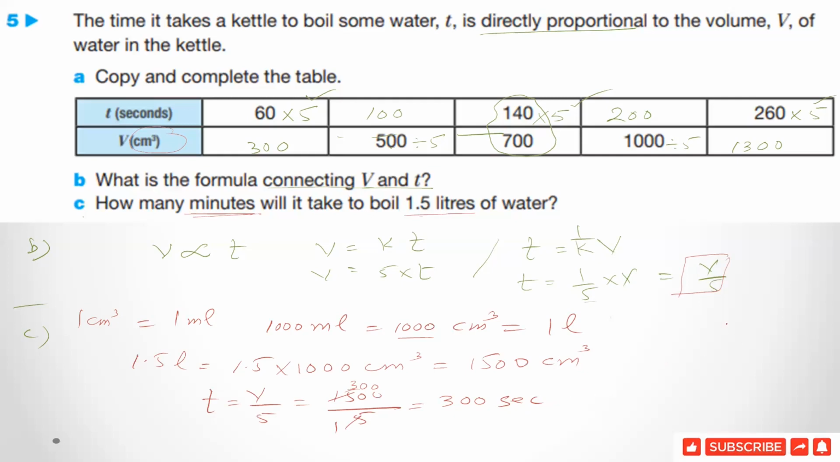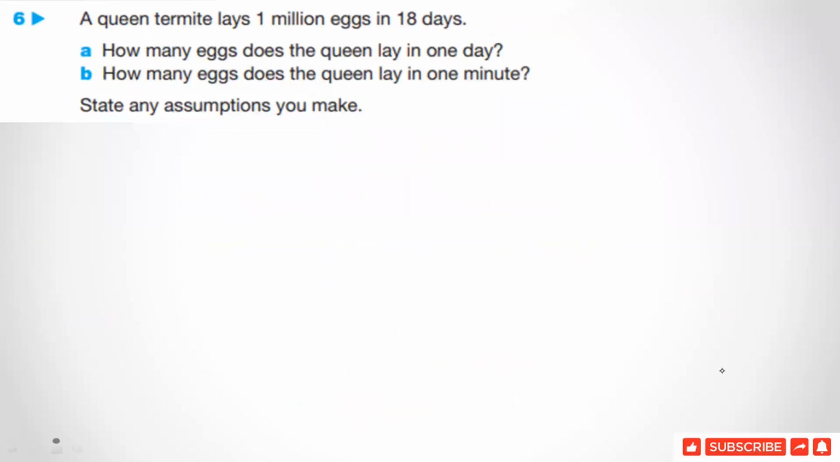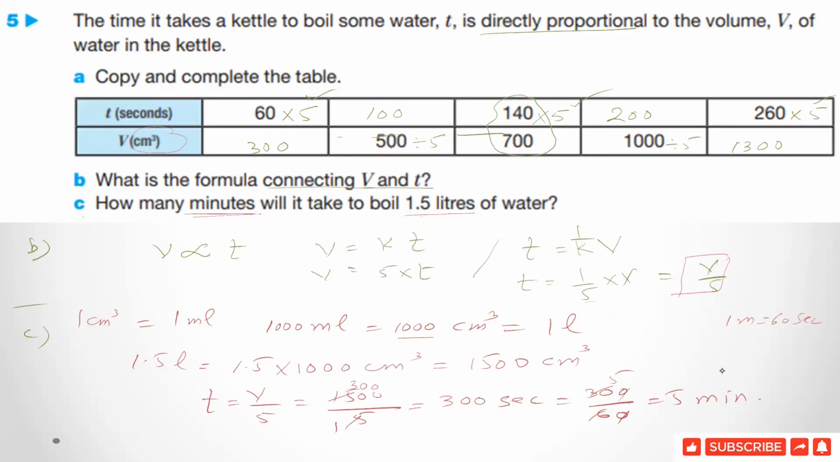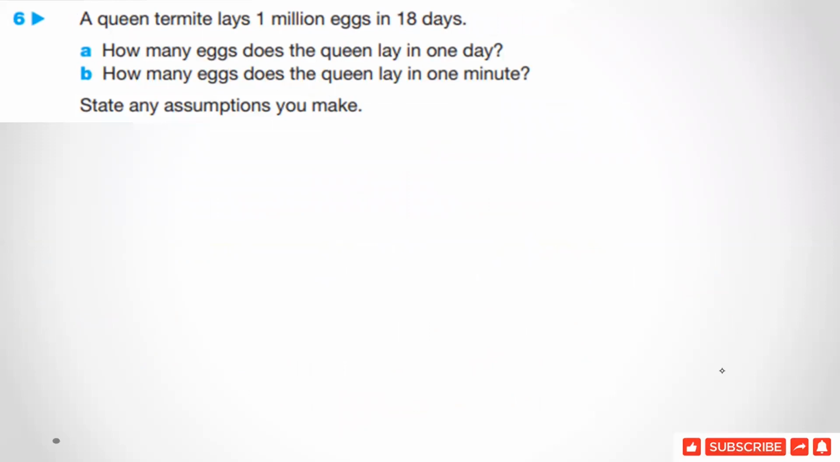As I know, 1 minute has 60 seconds. If I have seconds, I have to convert it into minutes. I will divide, because when changing from smaller to bigger units, I always divide. So 300 divided by 60 will make 5 minutes. This is your answer. Hope you understood it. Now we go for question number 6.